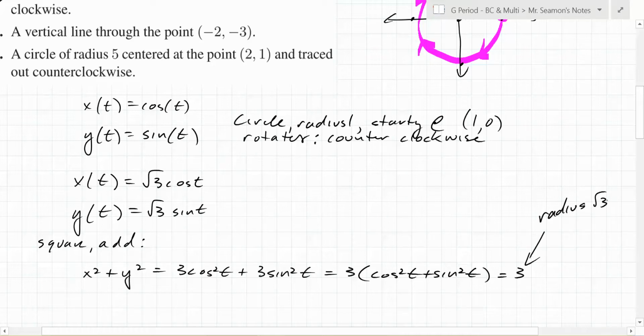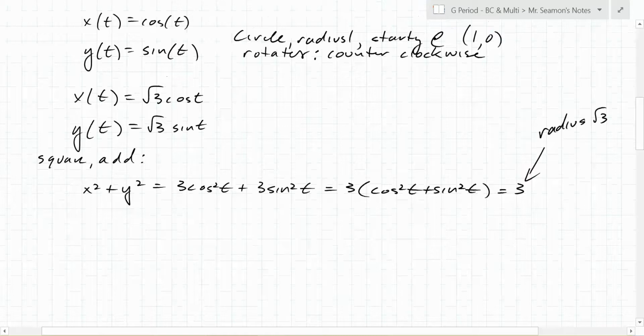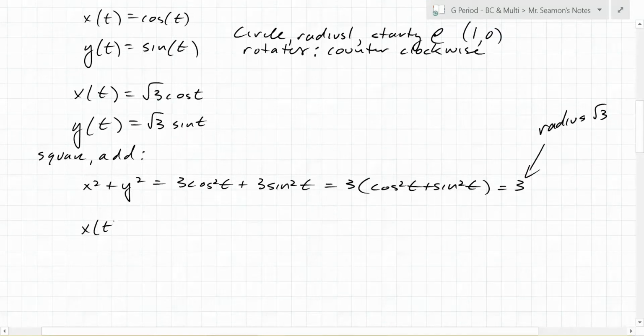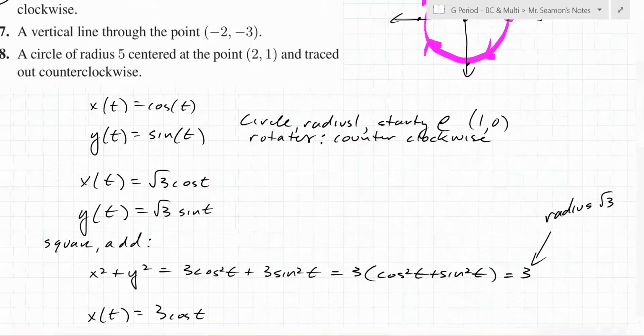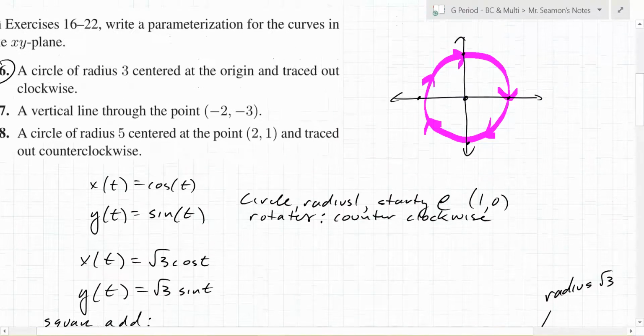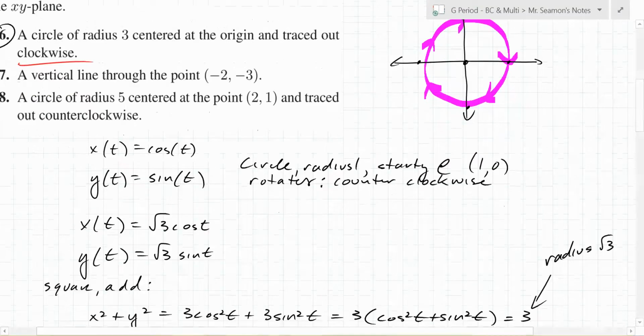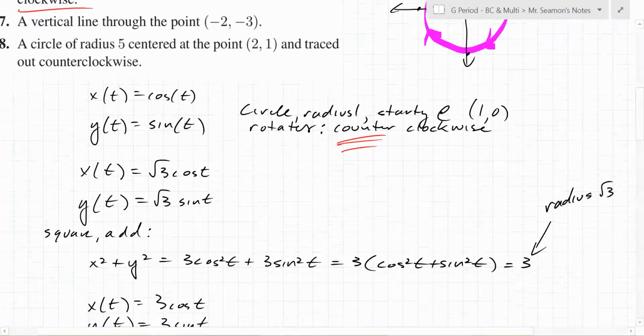So instead of making it root 3, we now know what we want: x of t equals 3 cosine t, and y of t equals 3 sine t. Now, that's the right radius, but does it go the right direction? We want it to be clockwise. What does it rotate? Counterclockwise. We want it to go the other direction.